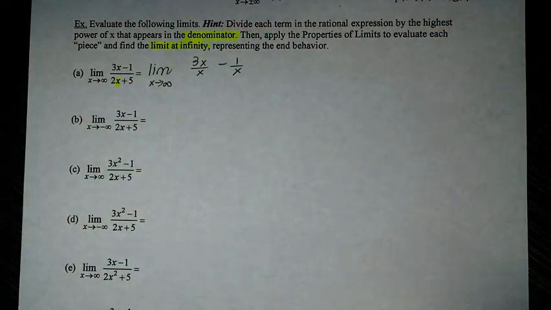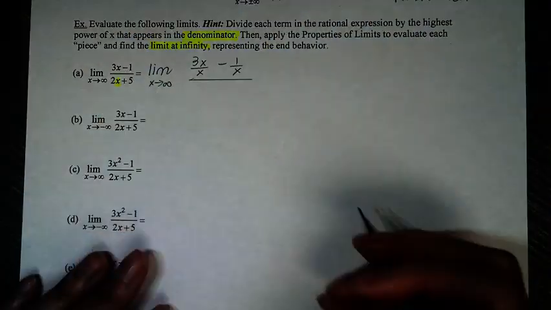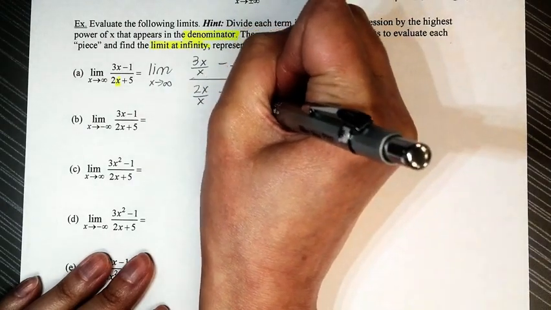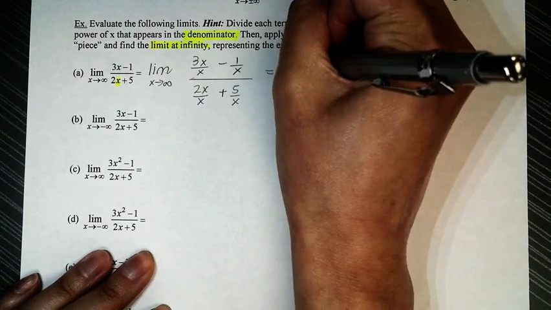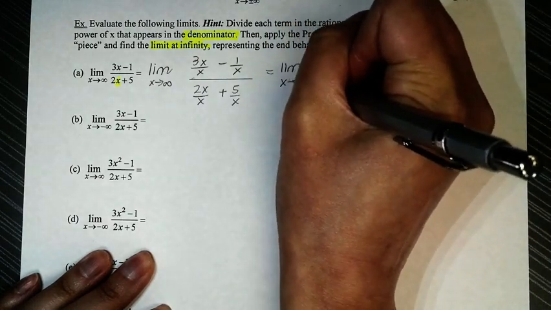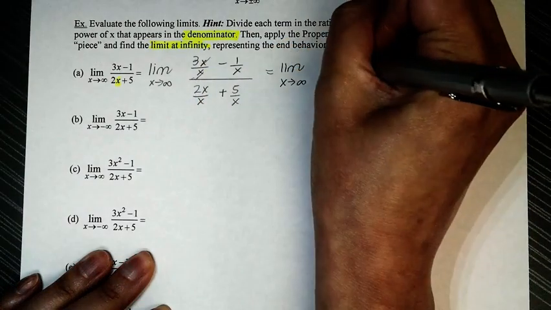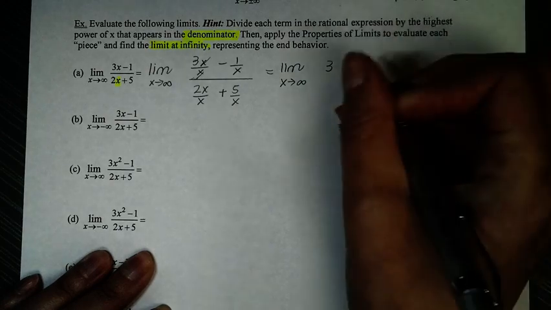Okay, after that we're going to, sorry, because you know that I cannot do lines, okay, so you have that it's going to be 2x divided by x plus 5 divided by x. Okay, so you see that and you're like, what in the world is that? Well, we are going to simplify. So you have the limit when x approaches infinity, and what's this? This is going to cancel, so that's a 3. We cannot cancel anything in the negative 1 over x, so you leave it like that.